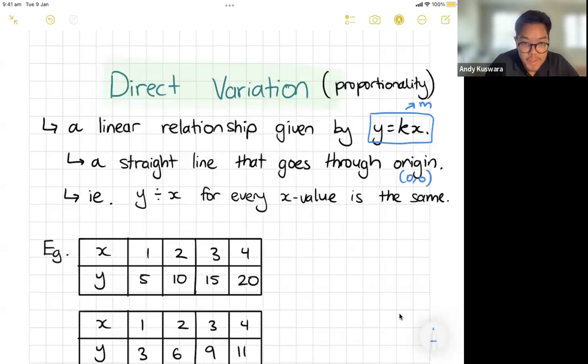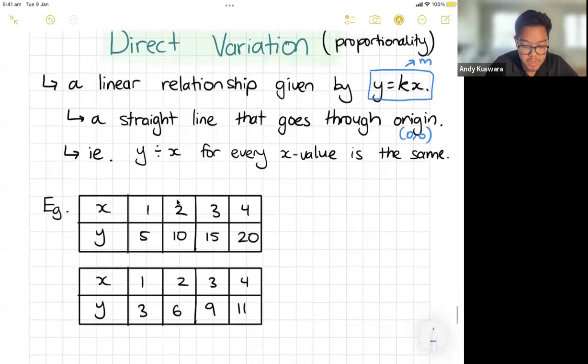Another thing is sometimes if we can't see the graph and we're given a table of values, we know that y is proportionate to x if, for every x value, y divided by x gives me the same value every time. So for example, if I look at these two here, one of these is proportionate, the other one is not. Let's check.